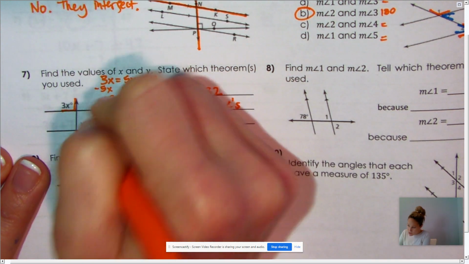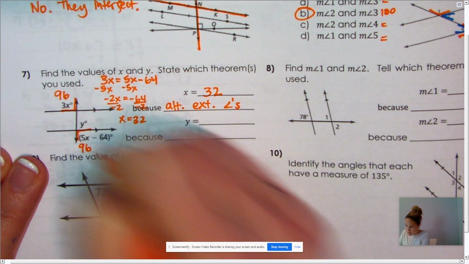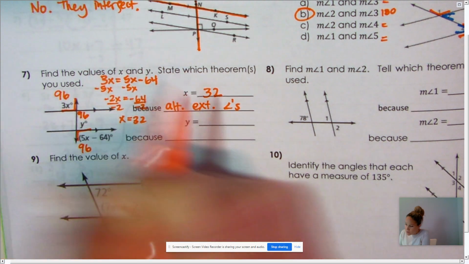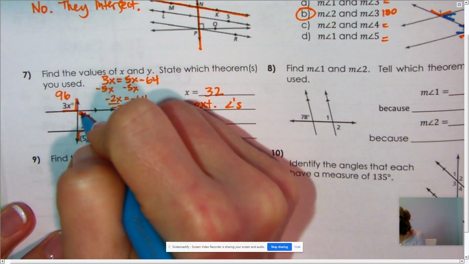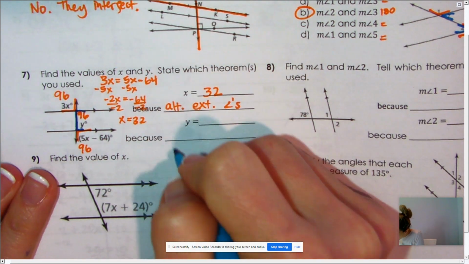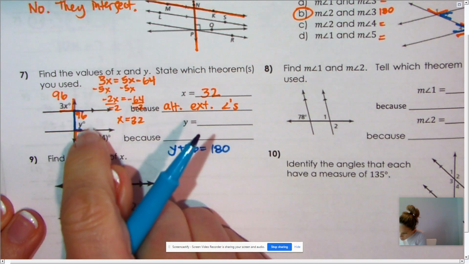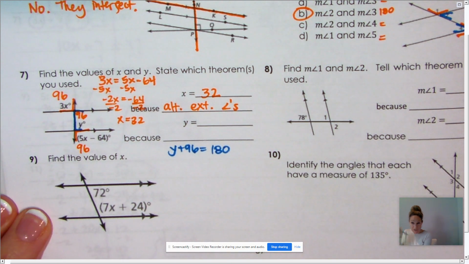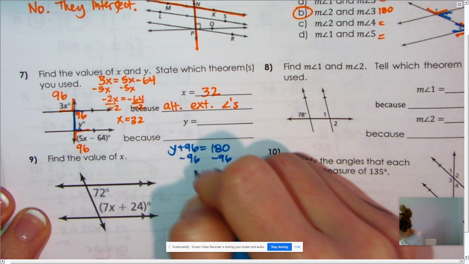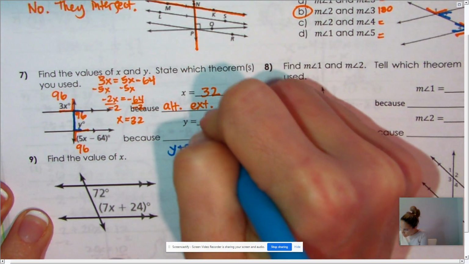Okay, well, if I know that x is 32, then I would know that this one is 3 times that, which is 96. If this is 96, then this one has to be 96. Or you could use vertical angles and put 96. Either way, I know that this and the y is going to add up to make 180. So y plus 96 equals 180. Or I could use those two right there because they make a linear pair, a straight line. There's 180 degrees. So minus 96 on both sides. So y is equal to 84. So I'm going to put 84 right here.